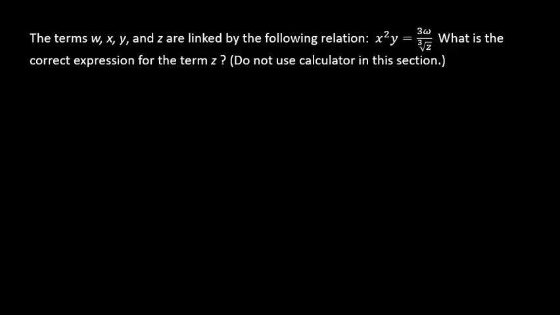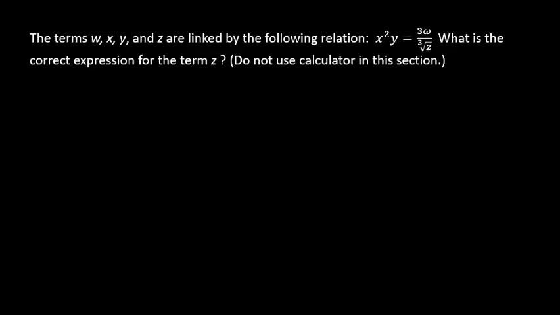So I'm going to read the question. It says the terms W, X, Y, and Z are linked by the following relation. X squared Y equals 3W over cube root Z. What is the correct expression for the term Z?